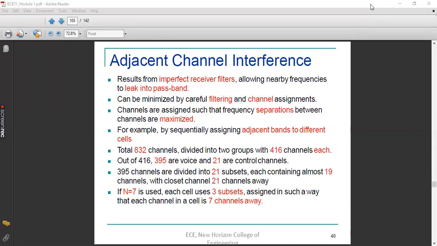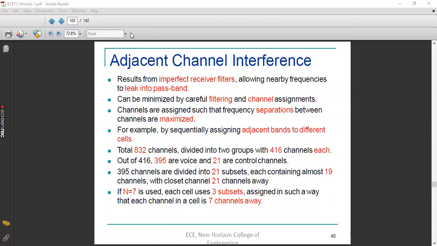Today we'll be discussing adjacent channel interference. From the name itself, it's evident that adjacent channel interference is nothing but the interference that is caused between two channels which are very close to each other. Maybe the two cells are close to each other, but these two cells are assigned a set of channels which are continuous in bandwidth. The bandwidth will be different, but the bandwidth assigned to each consecutive cell will be continuous in nature, meaning the bandwidths are very close to each other.